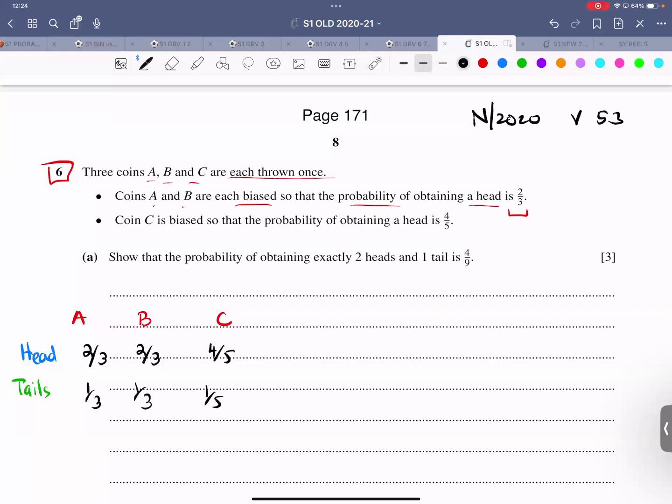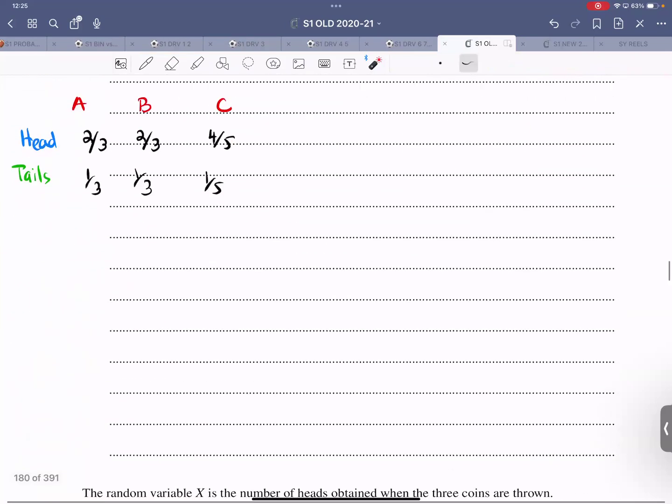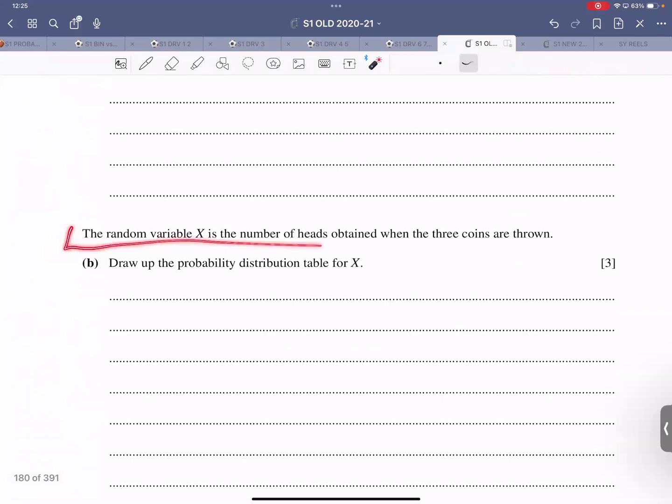Now, first, I'll focus on what needs to be done, and then I'll show you the solution. Part A, show that the probability of obtaining exactly 2 heads and 1 tail is 4/9. That is the first part. The random variable X is the number of heads obtained when 3 coins are thrown. Draw up a probability distribution table for X. So 3 marks for this, 3 marks for this. Altogether, if I draw the whole table, I'll get all the 6 marks.